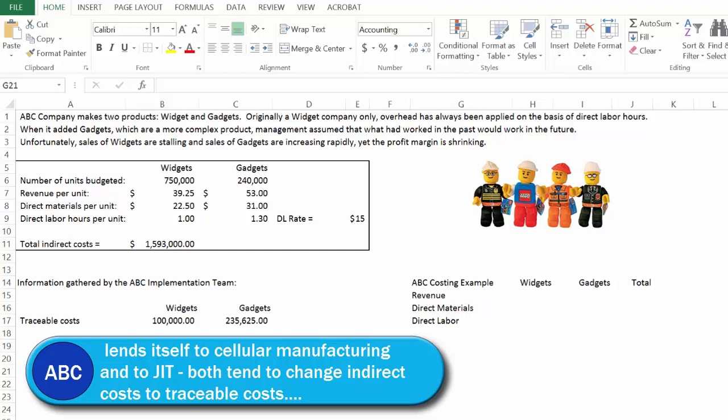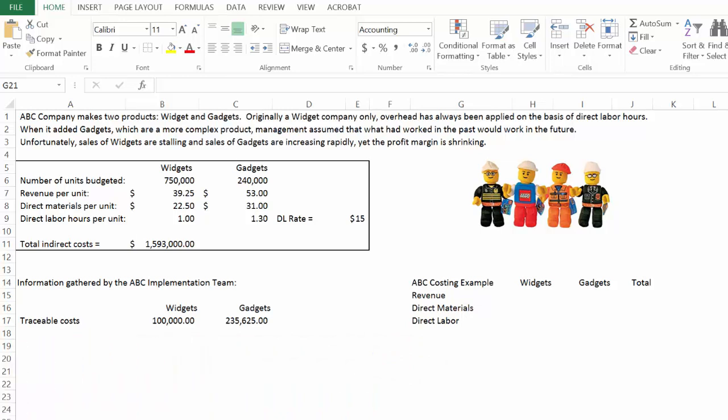So for example, depreciation on equipment that is only used for widgets is actually traceable to widgets, and the same for gadgets. Or perhaps we have teams of people that work on cleaning up their own areas, and in the past we had charged that as indirect labor. Now it's considered to be a traceable expense. So we can start out by putting together the income statement for this example up to this point.